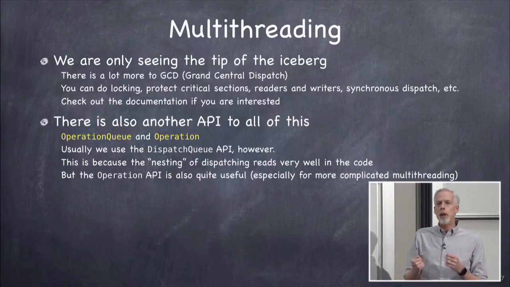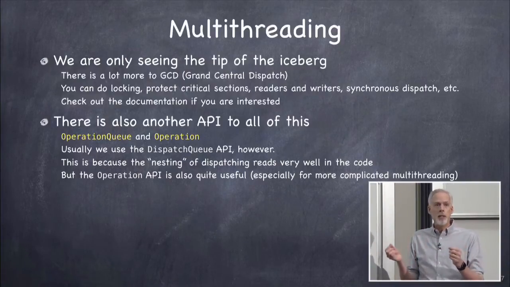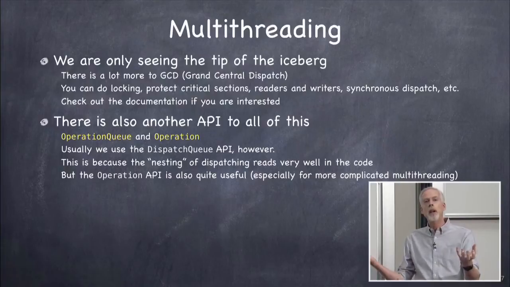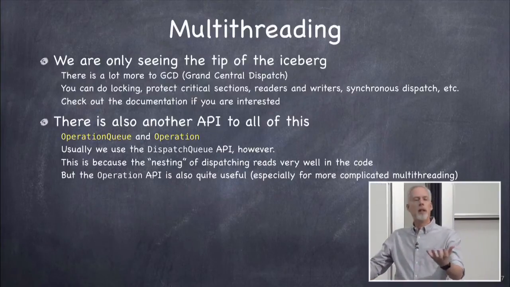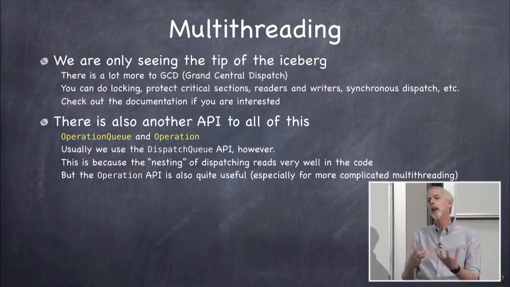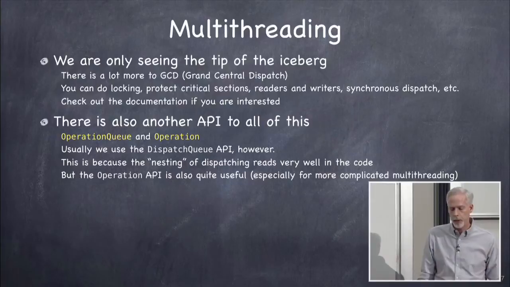Operation and operation queue are nice because they make it easy to make dependencies, where you say this block of code depends on this one running first. I need the result from this one before I can do this one. Right? So you can set up those relationships. Then you can say, OK, now just start running them, and the system will make sure this one gets run before this one, et cetera. All those dependencies. So that's operation and operation queue.